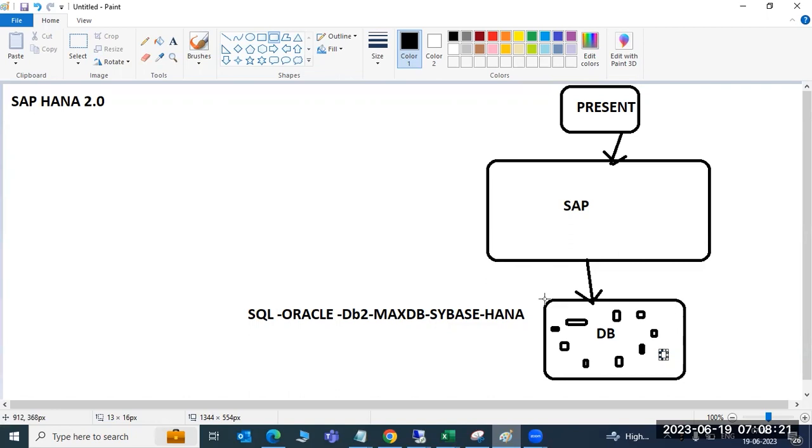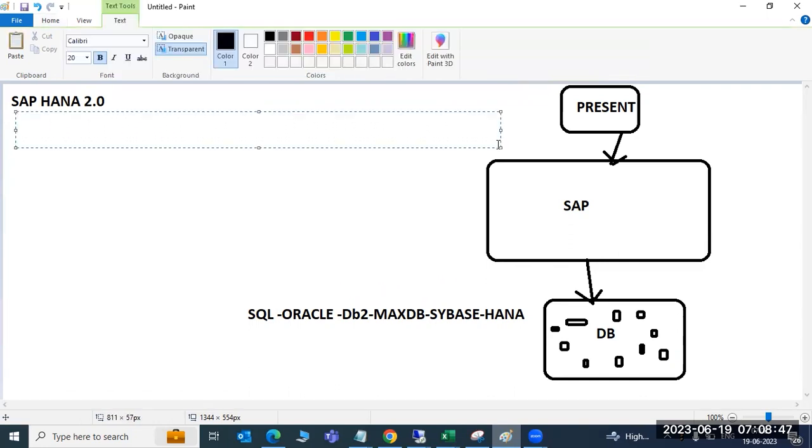What is meant by HANA database? Is there any abbreviation for the HANA database? What does it mean? Why did you mention 2.0? Is there any 1.0 before that? Yes. So what is HANA 2.0? First of all, we'll discuss what HANA is. HANA means High Performance Analytical Appliance.